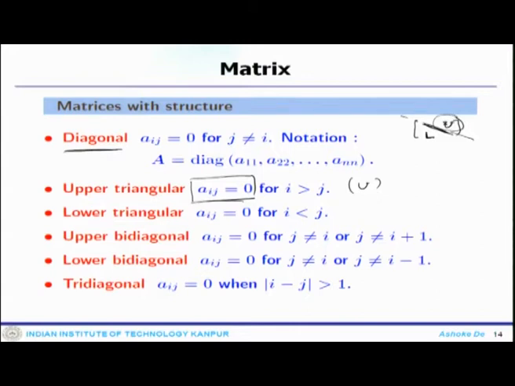When you consider the upper half of it, it is called the upper triangular. When you only consider the lower half of it, it is the lower triangular. Then you can have upper bidiagonal, which can be represented like that. You can have lower bidiagonal, and you can have tridiagonal. Tridiagonal means you have one diagonal, then one off diagonal on each side, like that. This is called a tridiagonal system. If you have two more, then it is called a pentadiagonal system.